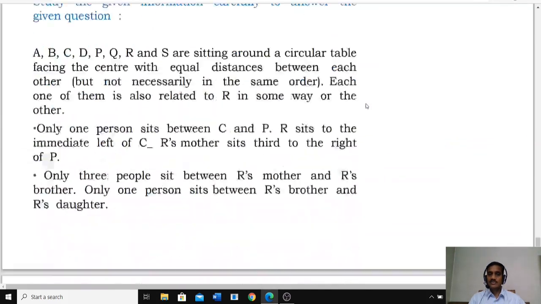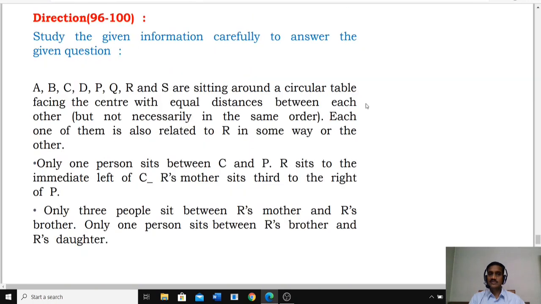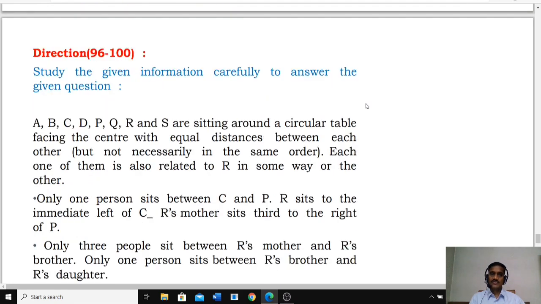Done, 91 to 95. The paper is easy and there is nothing to confuse at all. The first 30 questions are very, very easy. Among them, one is a little time-consuming. The remaining time that we save, if we spend it on that, you can definitely score 30.